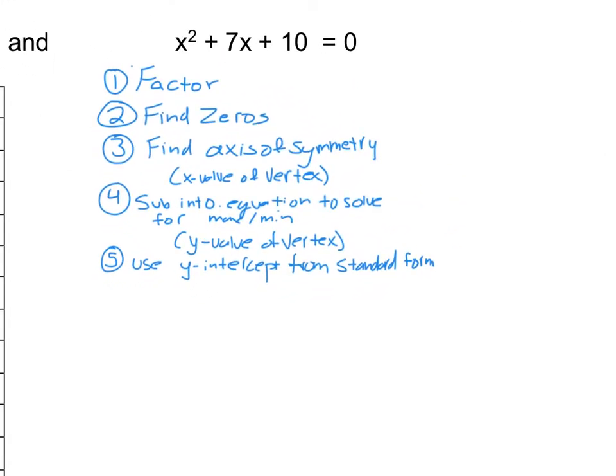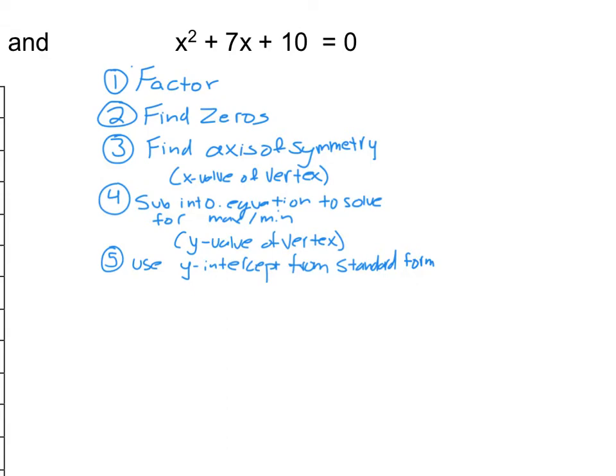We're going to first factor the equation. Then when it's in factored form, we'll set the two brackets equal to 0 and we'll solve. This will be finding the zeros, which is step 2. Then step 3, we'll take those zeros, add them together and divide by 2 in order to find the axis of symmetry, which is the x value of our vertex. Then we're going to sub in that equation the x value that we solved for to determine the y value, which will be our max and min. And then we'll just use the y-intercept from the standard form equation.